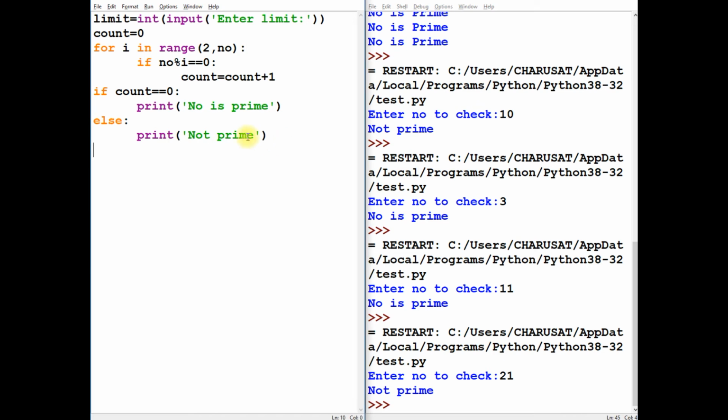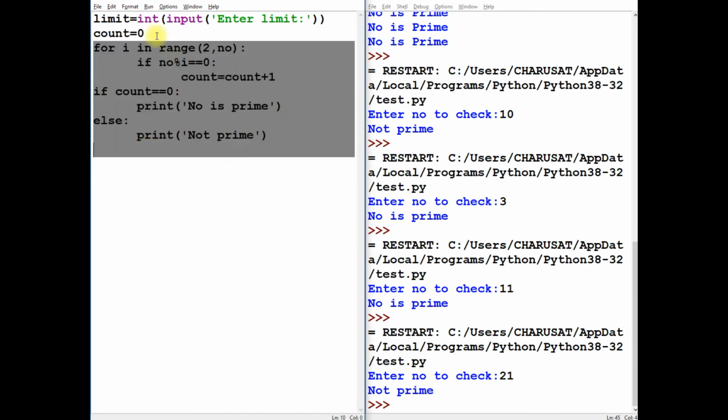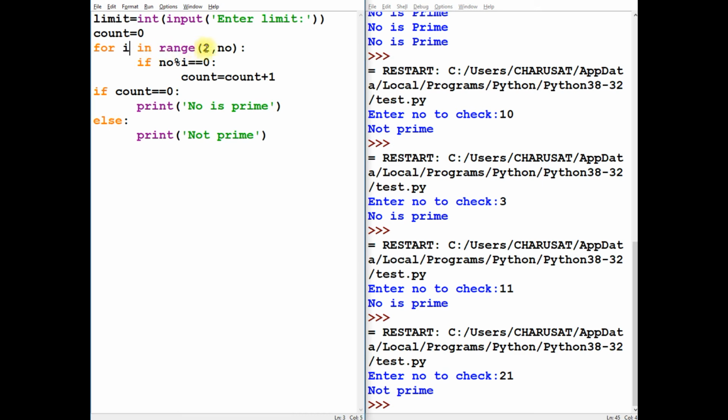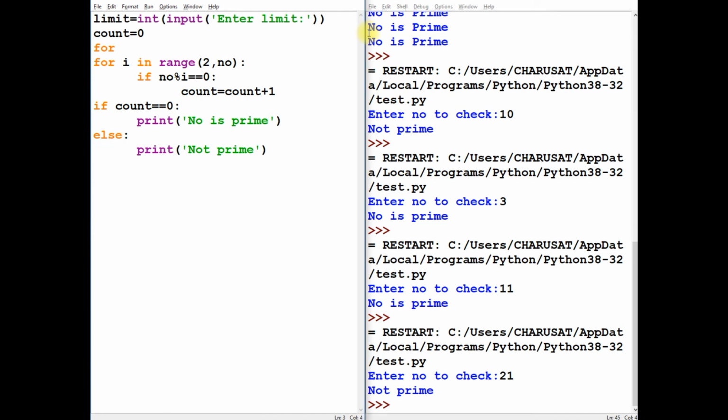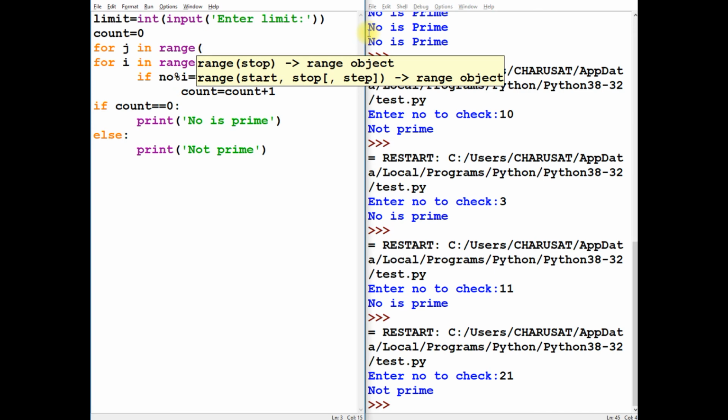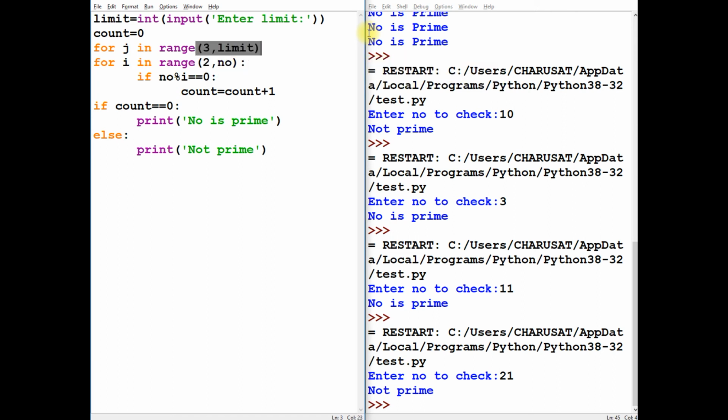But now what I'm doing differently is, initially my number was a single number, but now I need a range of numbers, from where to where. Numbers 1 and 2 are considered prime numbers, so directly I will start with 3 and check up to the upper limit. I have to find the numbers up to the upper limit.